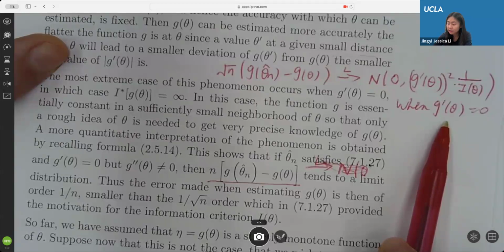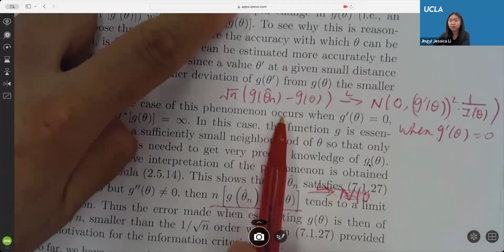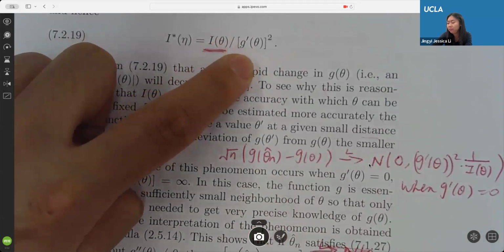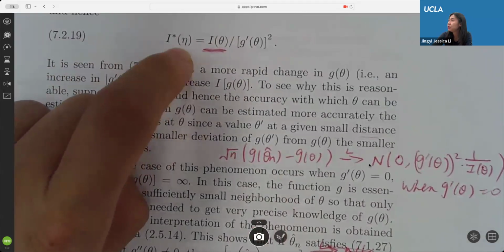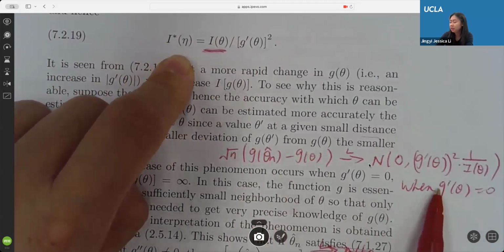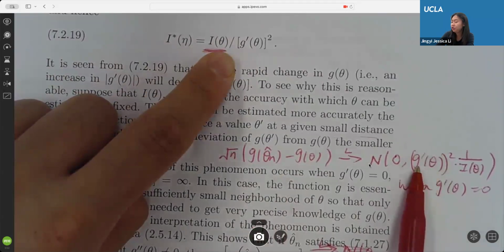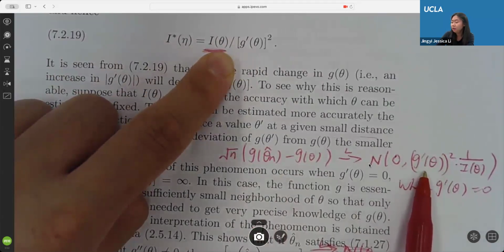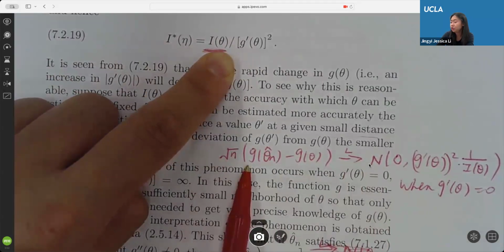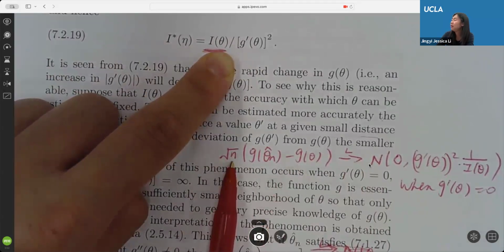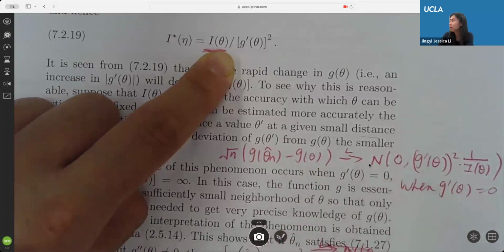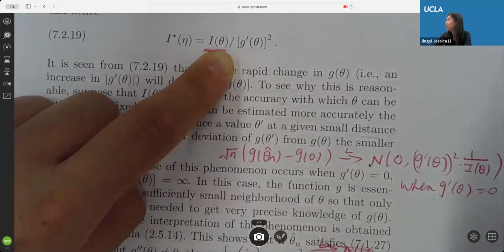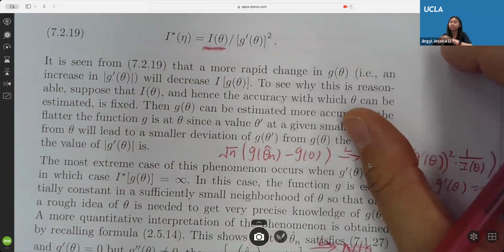And you can also see this result related to this result. Because here we're saying that when G prime theta is 0, you have infinite Fisher information after transformation by G. And this can also be seen here. If you have G prime theta being 0, then your convergence is actually faster than root n. Root n is not enough to stabilize the distribution. And that also tells you that your estimation for G theta is faster, it's better than just for theta. Does that make sense? Yeah.